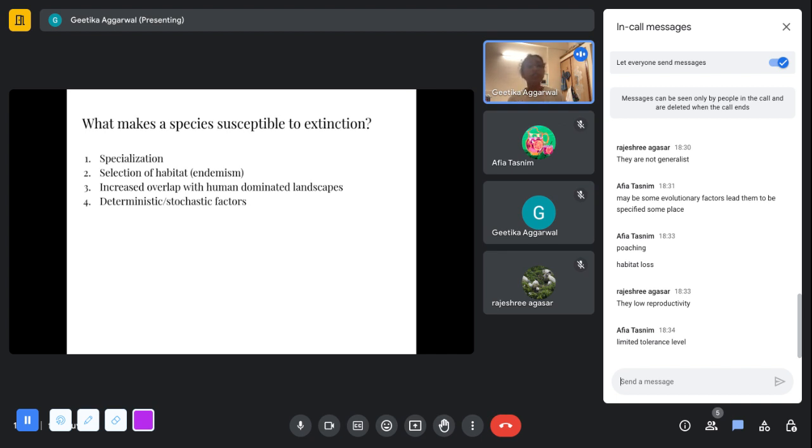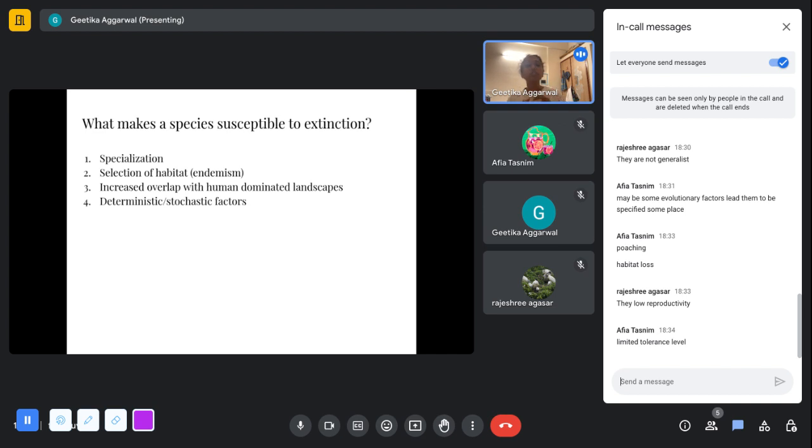Then these species might be, or are more likely to be, species that have more overlap with human-dominated landscapes. So if where they are living, humans are encroaching on that area, or we have other interests in that area, maybe we want to carry out mining in that area because it's a very mineral-rich area, or we want to build a dam in that area.